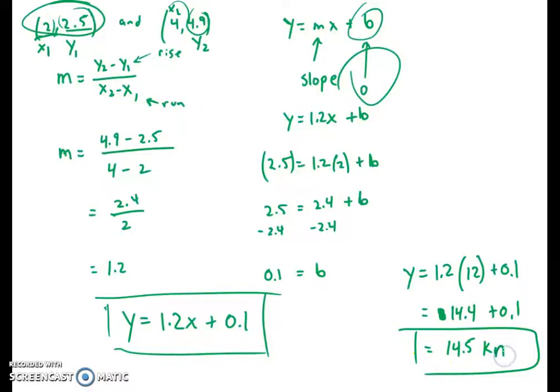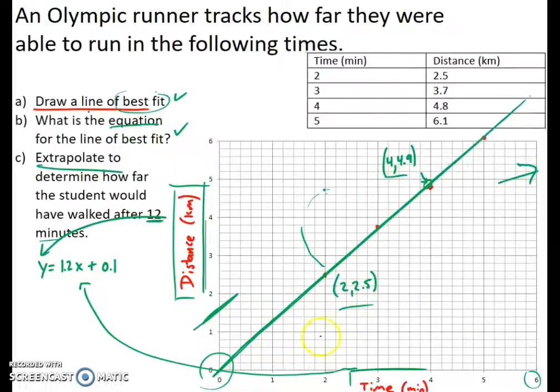So think back to what we were able to do. We made a line of best fit. We created an equation for that line of best fit, and that equation helped us extrapolate data for something that we couldn't see on the graph. We're making an approximation here.